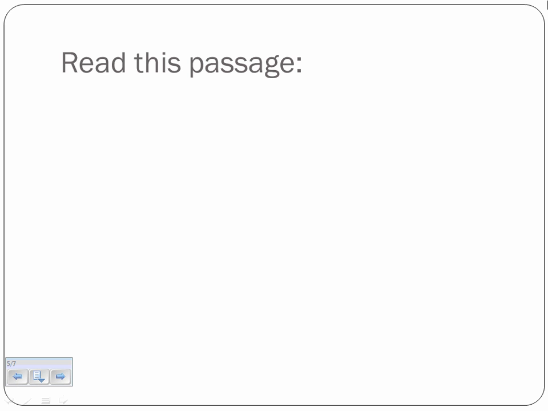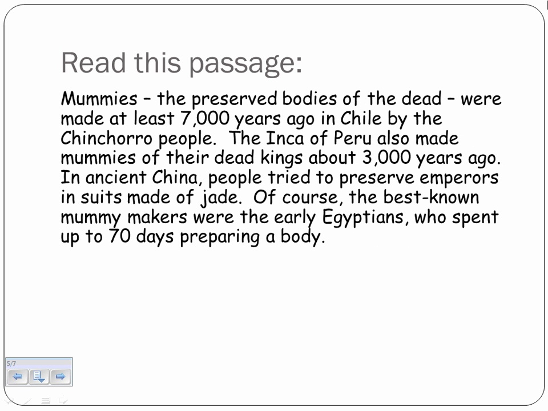All right, let's read a passage and see what we can infer from it. Mummies, the preserved bodies of the dead, were made at least 7,000 years ago in Chile by the Chinchorro people. The Inca of Peru also made mummies of their dead kings about 3,000 years ago. In ancient China, people tried to preserve emperors in suits made of jade. Of course, the best-known mummy makers were the early Egyptians, who spent up to 70 days preparing a body.